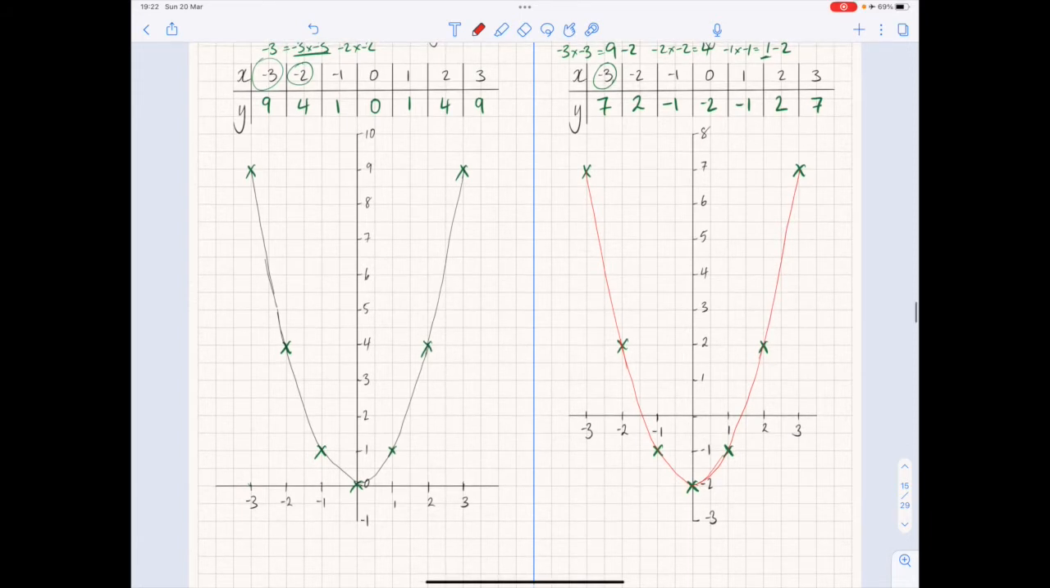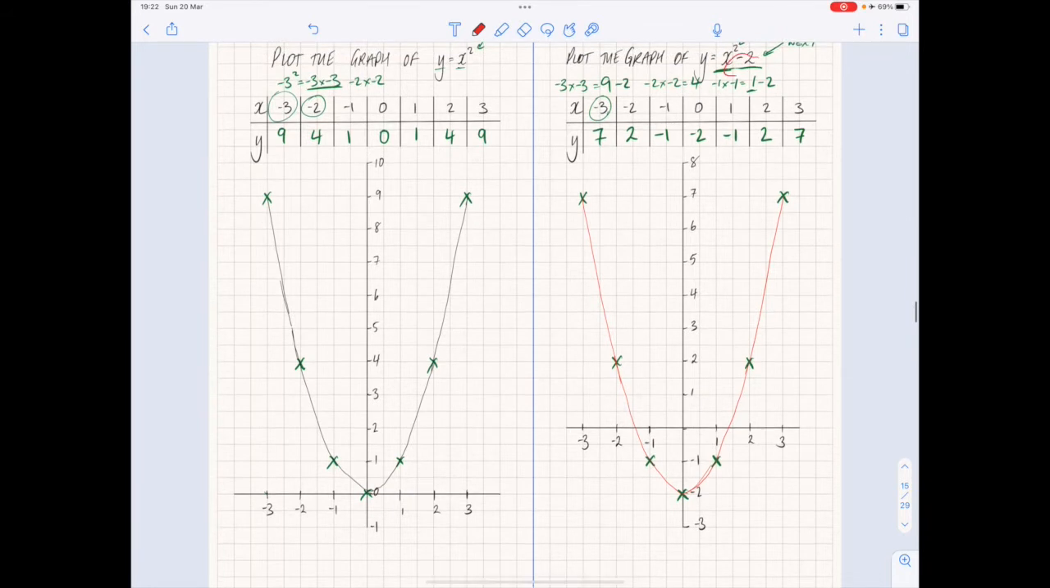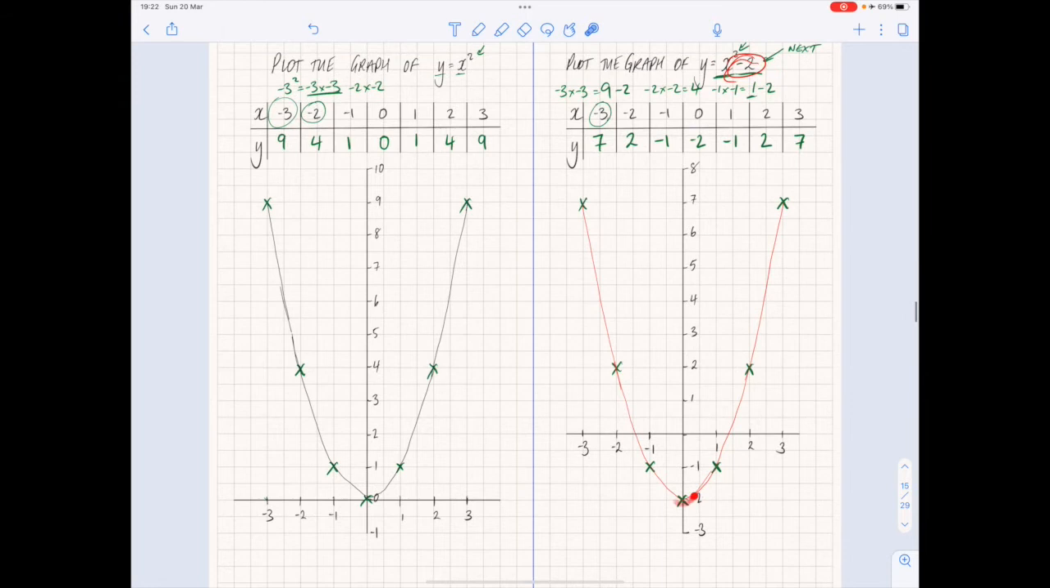Now what you notice is that graph is basically the same as the other one, but because of this minus 2 part up here, it actually drops down a little bit lower and crosses the y-axis at minus 2, whereas this one crosses at 0. So the points are very similar, but you'll notice they've all dropped down by a couple of values, and the graph is kind of shifted a little bit. Okay, right, let's look at the next one.